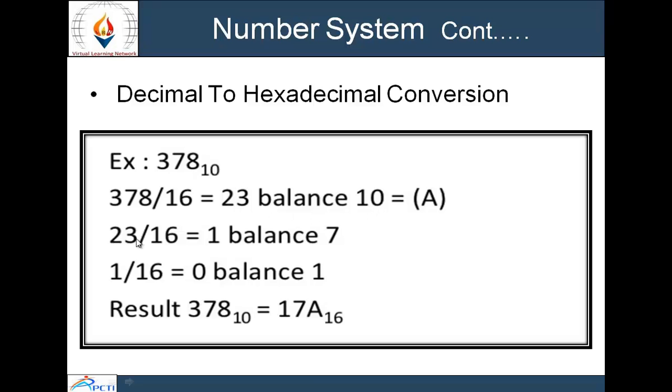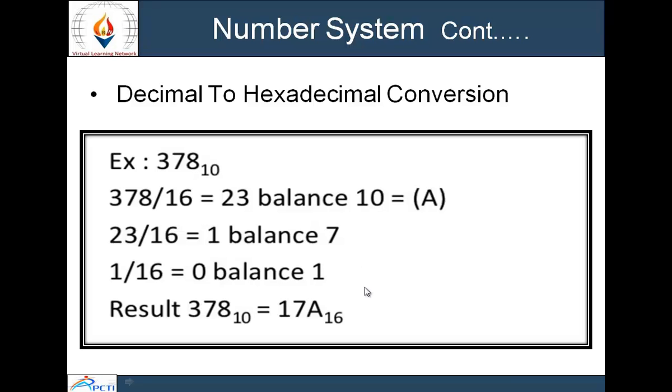the quotient is 23 and the remainder is 10. Now we will divide 23, the quotient we found in the first step, by 16. Now the quotient is 1 and the remainder is 7. In the next step, we divide the quotient by 16. Now the quotient is 0 and the remainder is 1. Now we will write the remainders again from bottom to top, that is 1, 7 and 10.